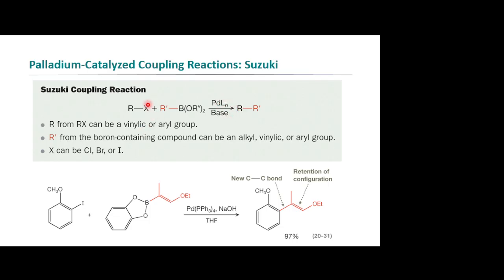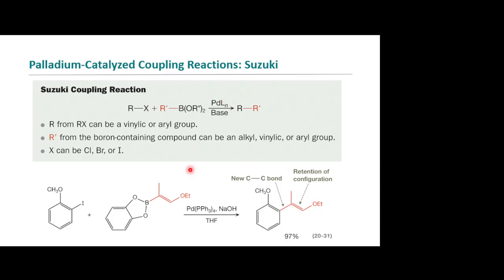This X here has to be chloride, bromide, or iodide. Any of those three, any of those halogens are good leaving groups, will work there. And this right here is your palladium. Anybody know what an L means on these things? Ligand. It can be any ligand you want. It just has to be restricted.